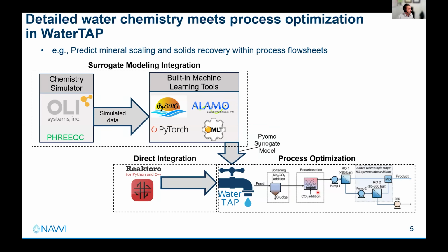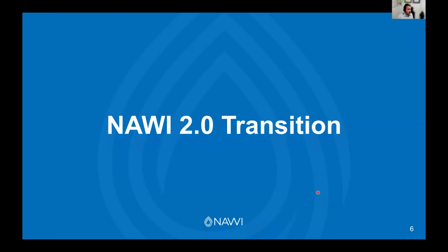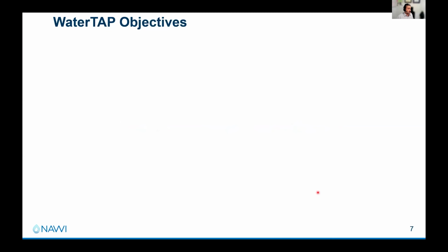Okay. Now, let's shift gears a little bit and dive into our latest objectives for WaterTAP under NAWI 2.0. I just want to make this clear. We started off as an advanced research tool for advanced researchers. We want to broaden the spectrum a bit and let everyone get their hands on WaterTAP, not just advanced researchers who know how to code.